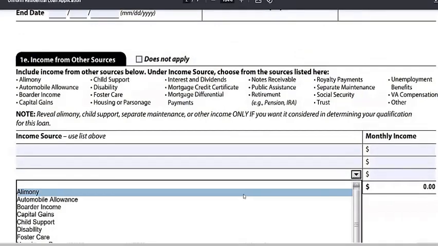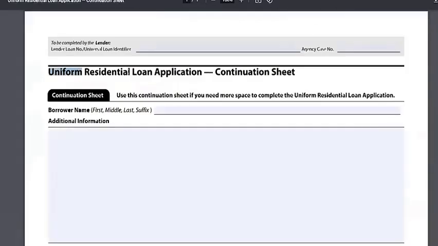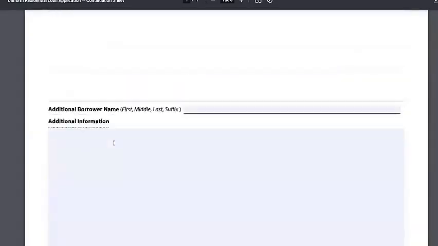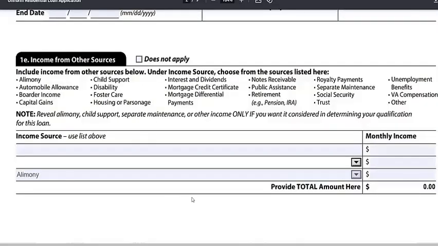So if they need more, then they can use the continuation sheet, the uniform residential loan application continuation sheet. So whatever information they want to write here, they can provide. Let's say someone has 10 investment properties and they don't have so much space to add that in the first form, so they can use these continuation sheets as many as they want, and they can disclose their information there. Are we good till this?